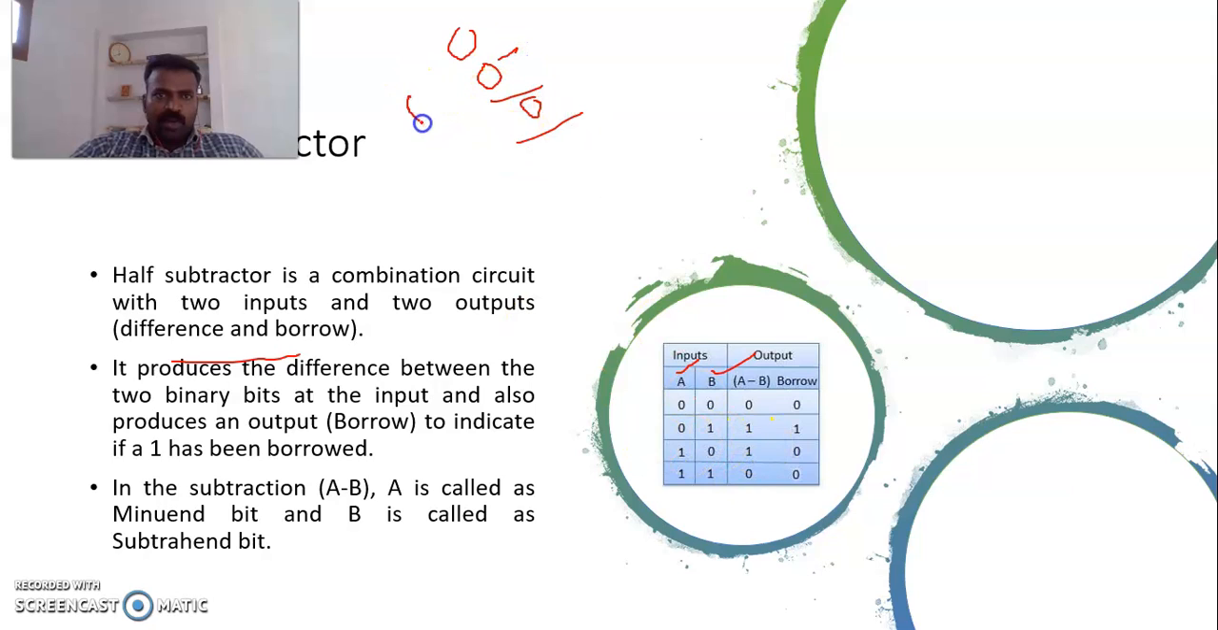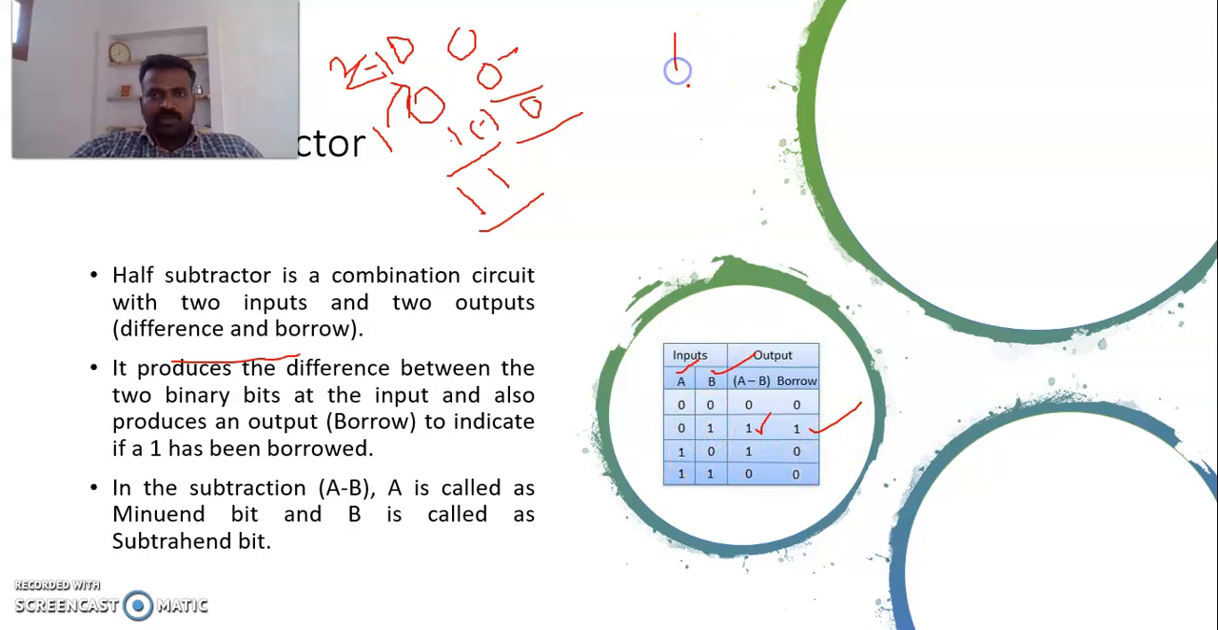Then the 0 1 combination. This is very important. 0 minus 1, are we able to subtract? No, we can't. So I'm going to get 1 from the neighbor portion as a borrow. So now this portion becomes 1 0, which in normal decimal representation is equal to 2. So this 2 minus this 1, answer is 1. Already borrow 1 is there. So borrow is 1, difference is 1.